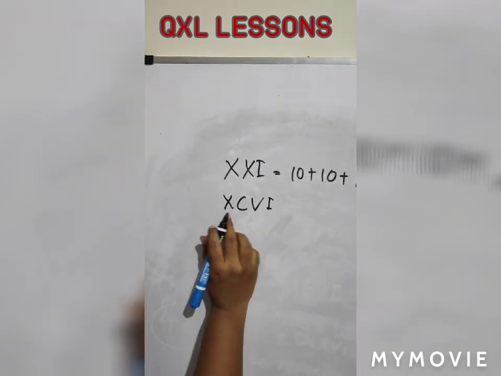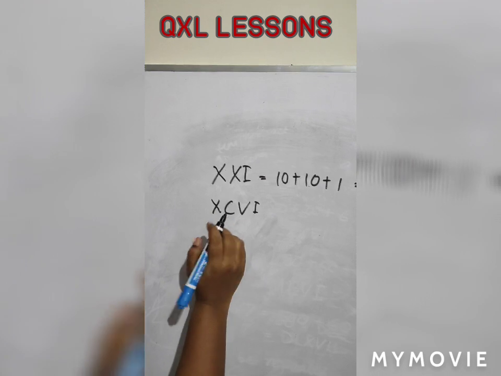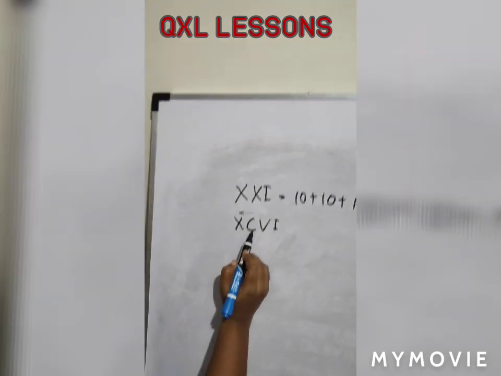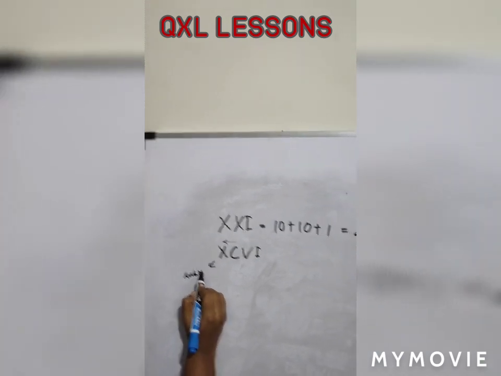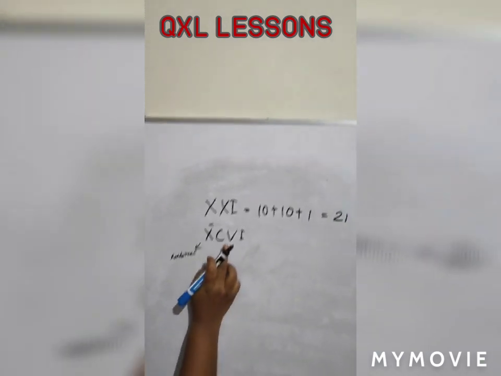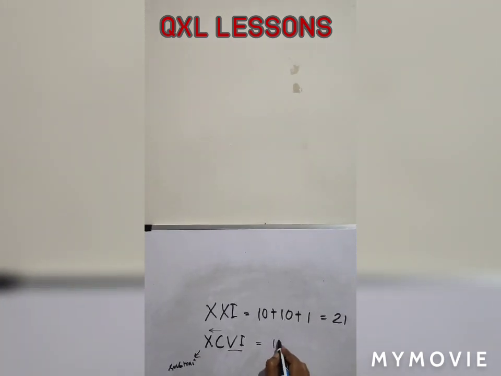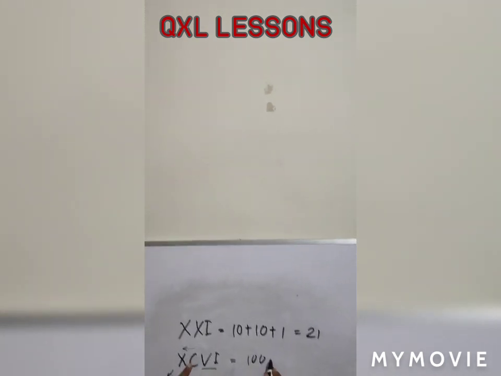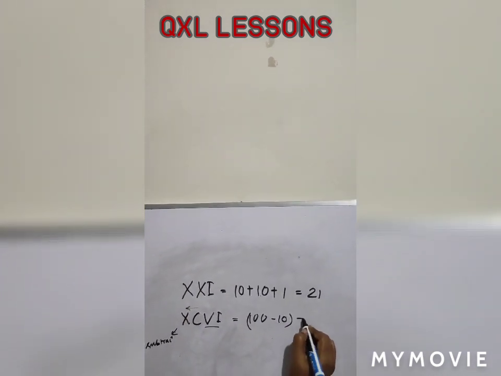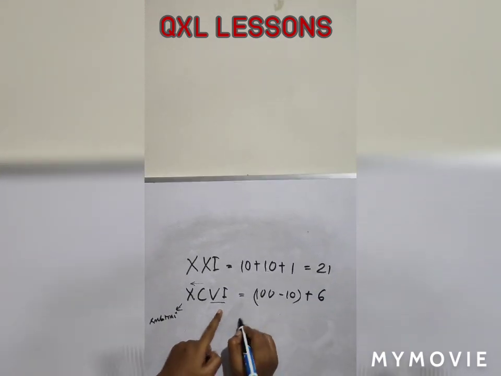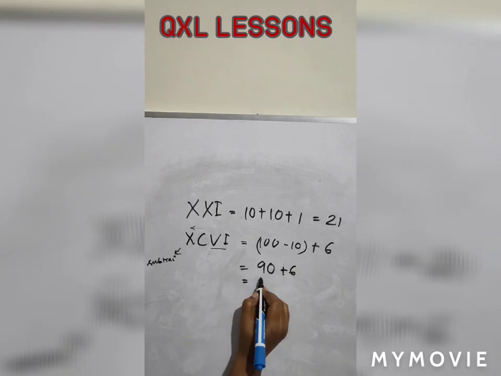Next, suppose we have XCVI. X is 10, C is 100. X is a smaller number which is to the left of the larger number. So what do we do? We do subtraction. Remember the rule of subtraction? So here we have to do 100 minus 10, that is 90. So XC is represented by 100 minus 10, and what is remaining is VI, that is 6. So what we get is 96.